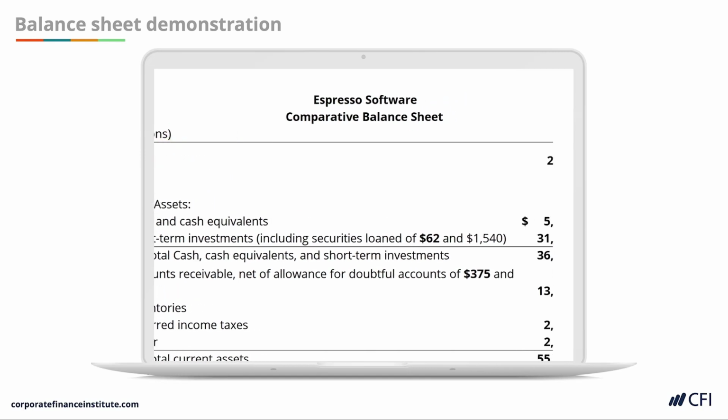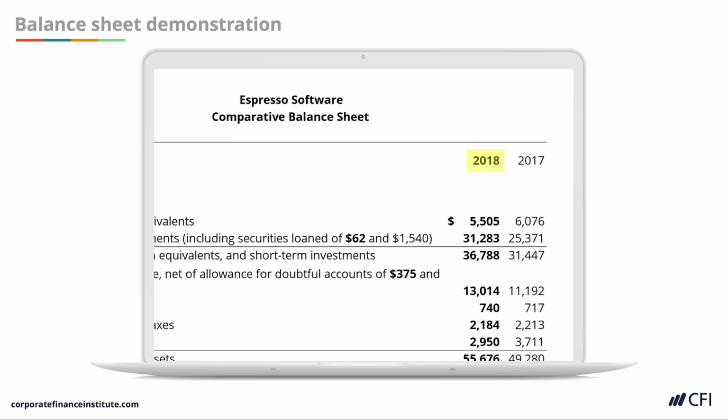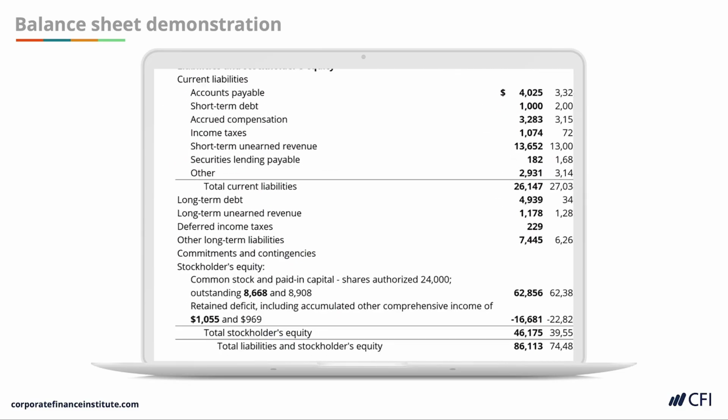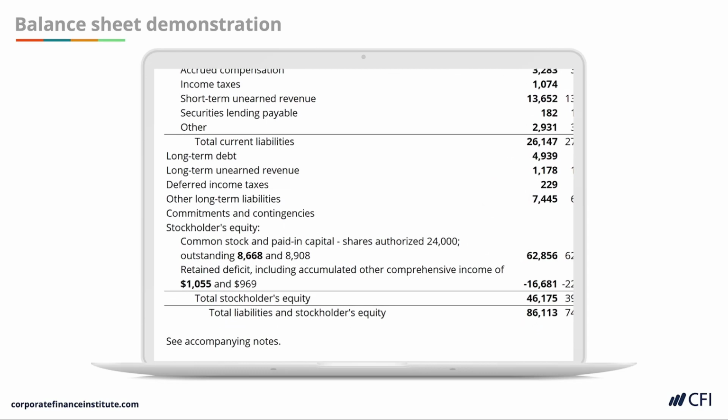Also, you'll see that both 2018 and 2017 accounts are reported. This is to provide the reader of the financial statement comparative results. You can compare this year to last year to see how the balances have changed. Finally, if you look at the bottom of the page, you'll see the sentence, "See accompanying notes." This is stated because the balance sheet on its own doesn't provide enough detail to allow the reader to understand what the company really owns and what it owes. We'll get to the financial statement notes a little later.